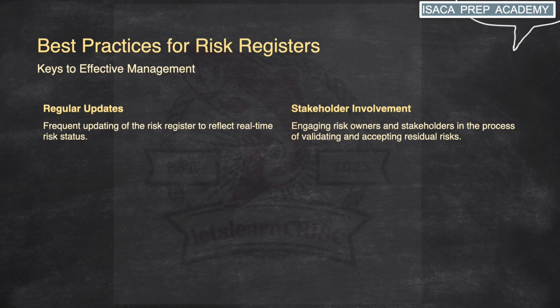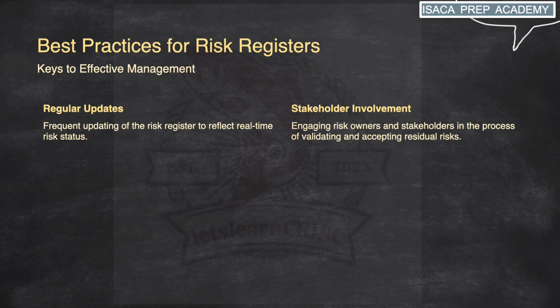Friends, stakeholders' involvement begins with identifying and communicating with the risk owners, who are responsible for overseeing specific risks within the organization. These individuals possess valuable insight into the nature and the potential impact of the risks within their areas of responsibility and can provide essential input during the validation process.